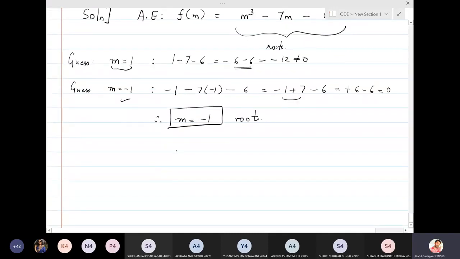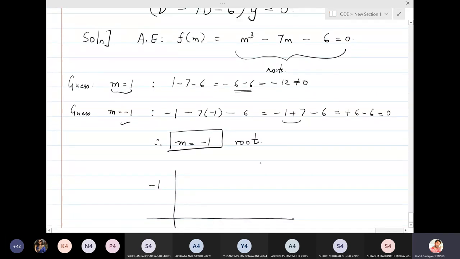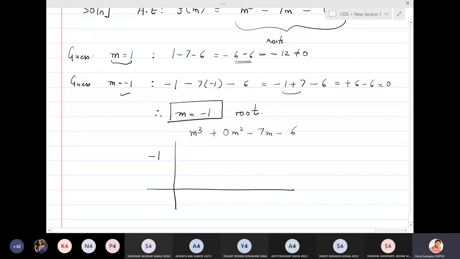Now the second and the third root I will find by my synthetic division method, with minus 1, and this cubic equation, which is m cube plus 0m square, I'm writing all the coefficients, minus 7m minus 6. I'm going to write the coefficients in the table. So I'm going to get a 1, a 0, a minus 7, and a minus 6.